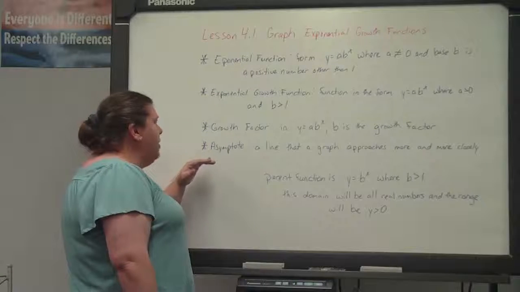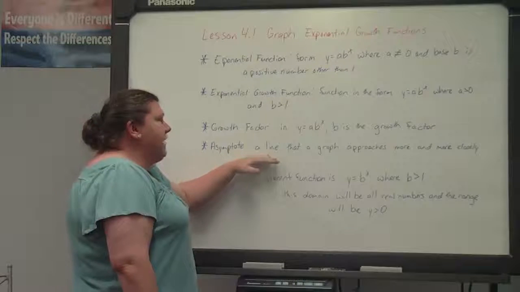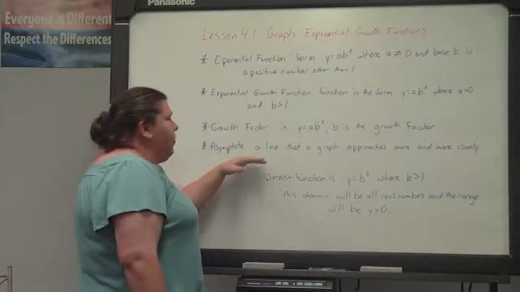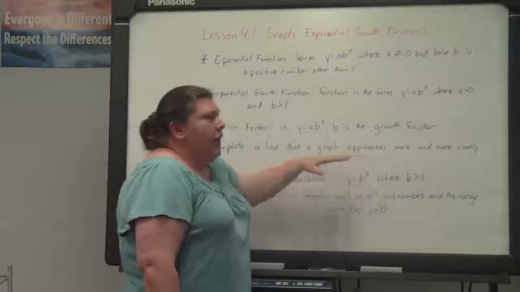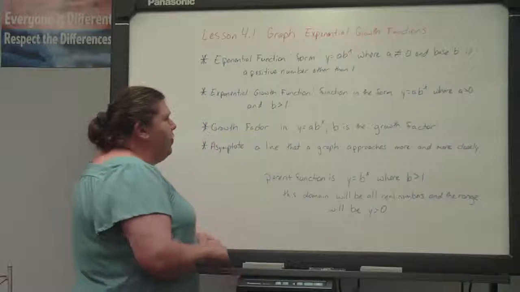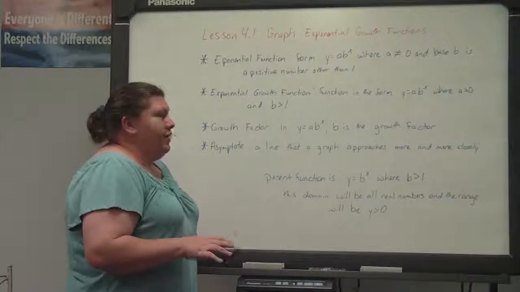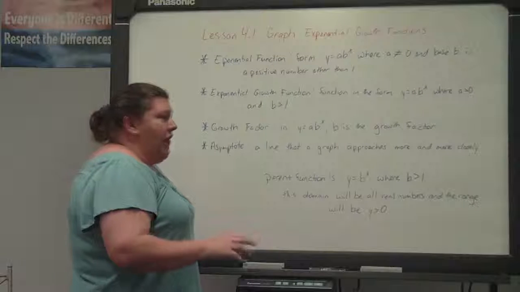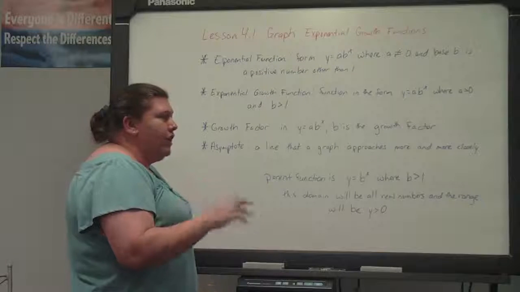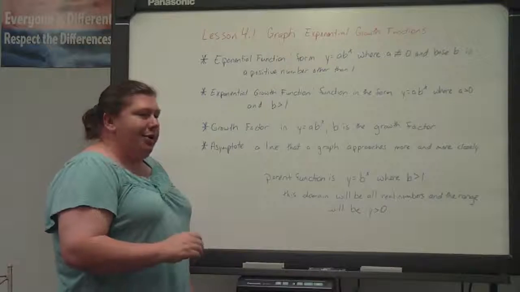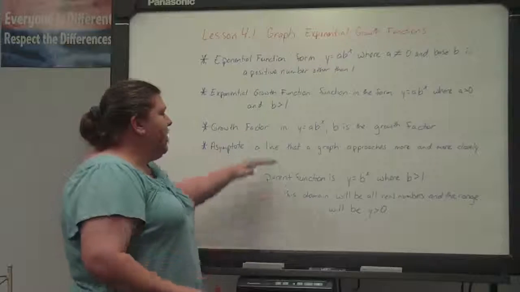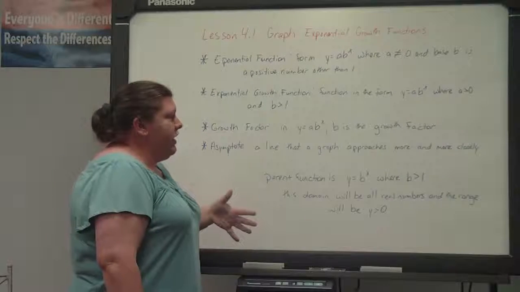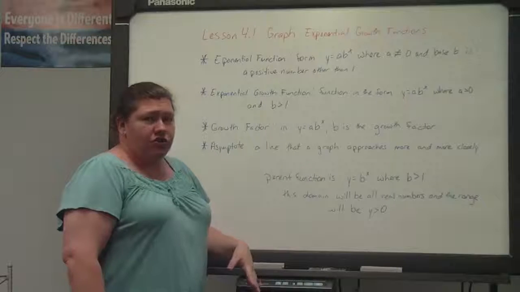And then the asymptote is a line that a graph approaches more and more closely. I can say that this is something that has been used more and more over the last few years. What it means is that your graphed line is going to get really, really close to a number, but it never touches it. That's what this really means. So the question is, where does the line get close to but never touch?